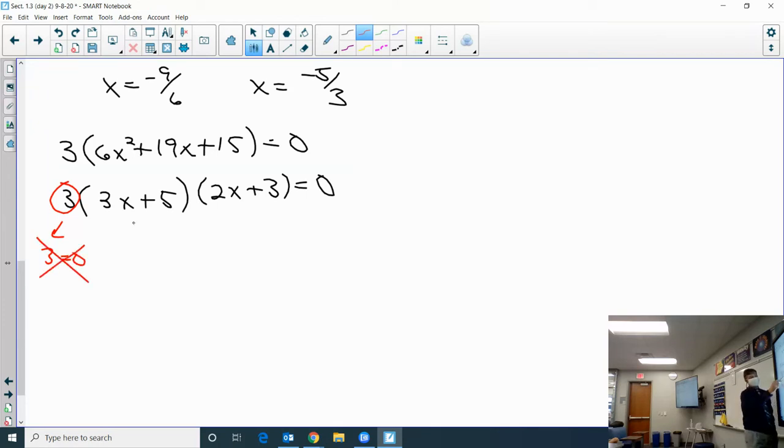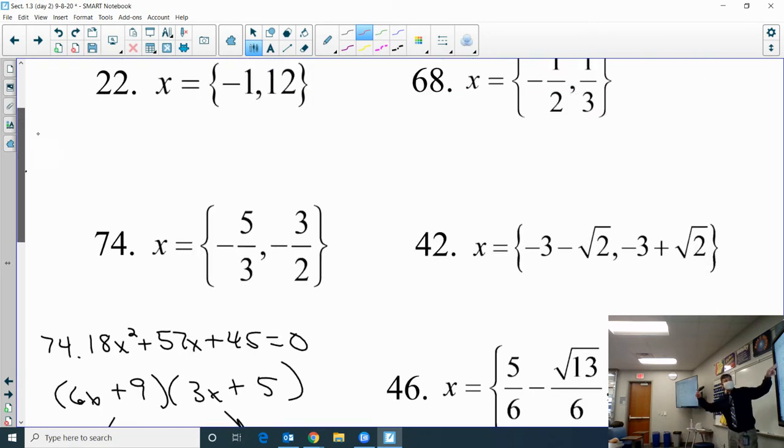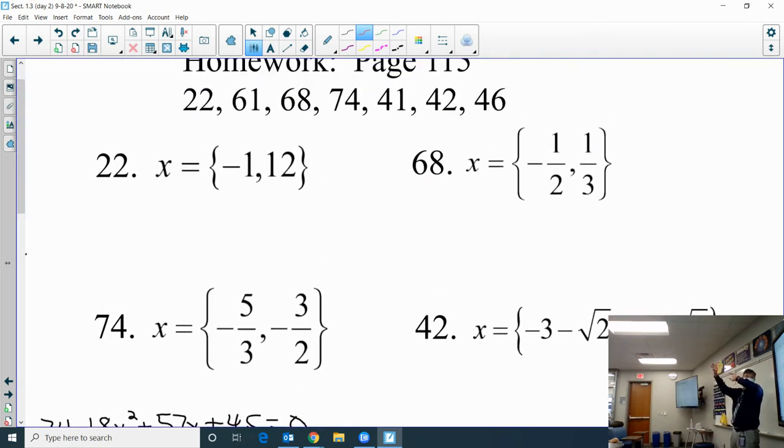There's no variable involved. This will still give me negative 5/3. This will still give me negative 3 halves. Okay, so just be careful on that one. If you do factor GCF out, and it's only a constant, that does not give you that additional answer. It has to have a variable with it for that. All right, any other questions on your part on that?